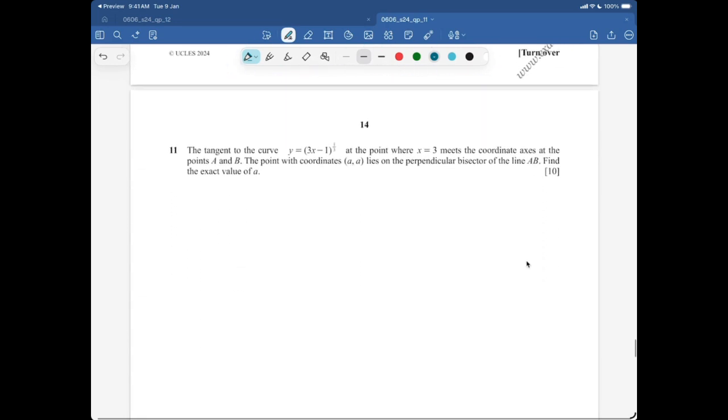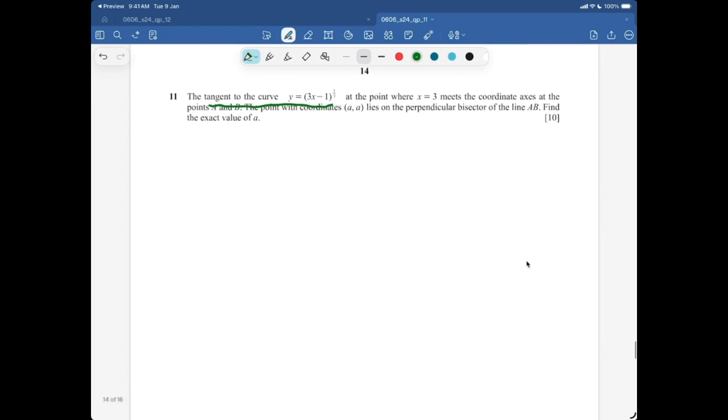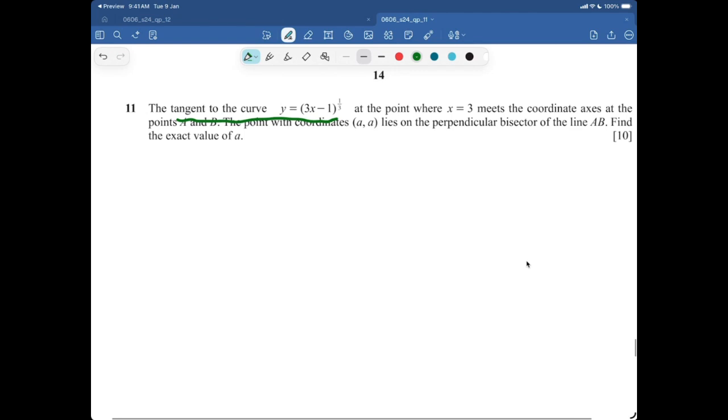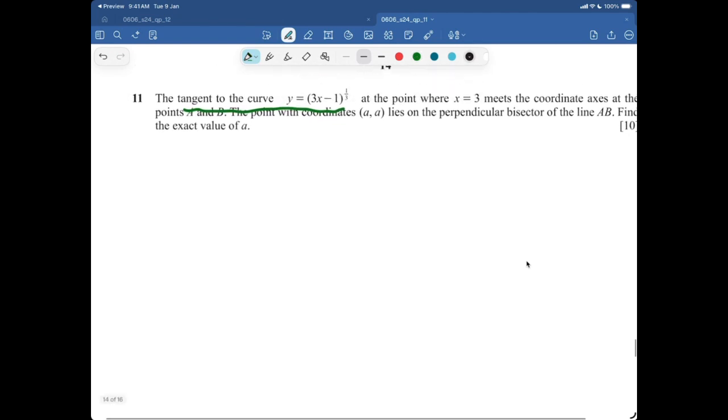Okay, here we go. So the tangent to the curve y equals 3x minus 1 raised to the power of a third at this point meets the coordinate axes at some points A and B. The point with coordinates (a, a) lies on the perpendicular bisector of the line AB. We have to find the exact value of a. This is the second last question. So obviously, if you see a question asking you about the tangent, you could probably take the derivative of it.